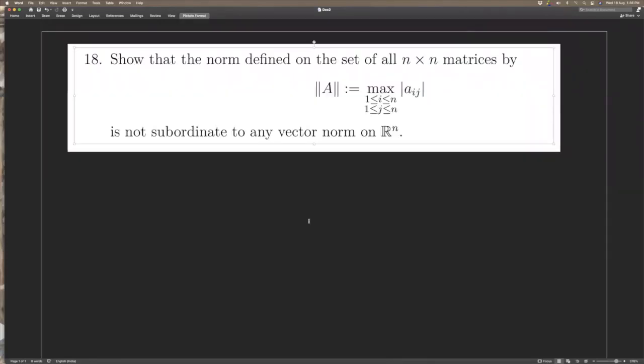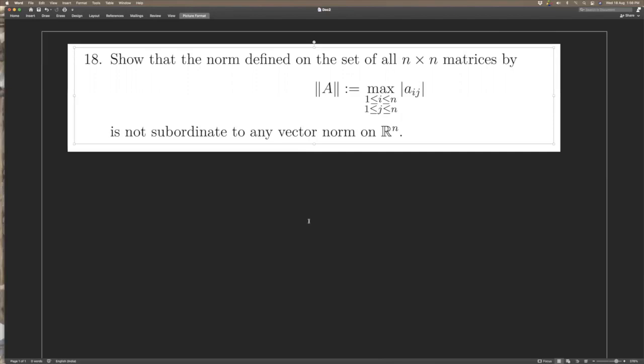Next, let us take the 18th problem. Show that the norm defined on the set of all n cross n matrices by norm A is equal to the maximum over all the elements of A, taking their absolute values, is not a subordinate matrix norm to any vector norm on R^n. This is what we have to show. It may look a bit difficult, but it is actually a very easy problem.